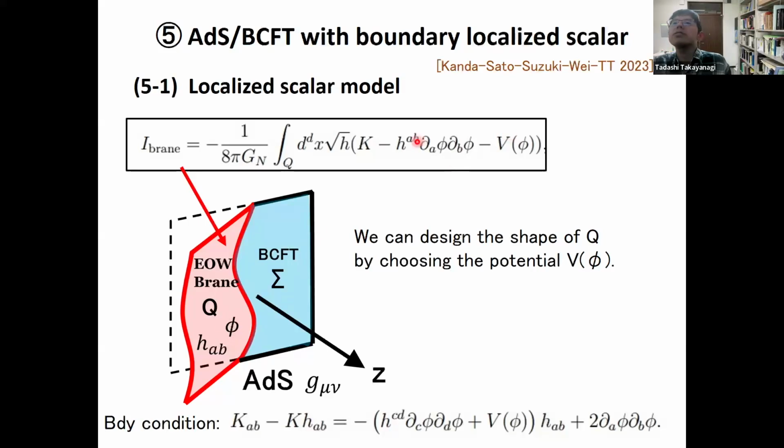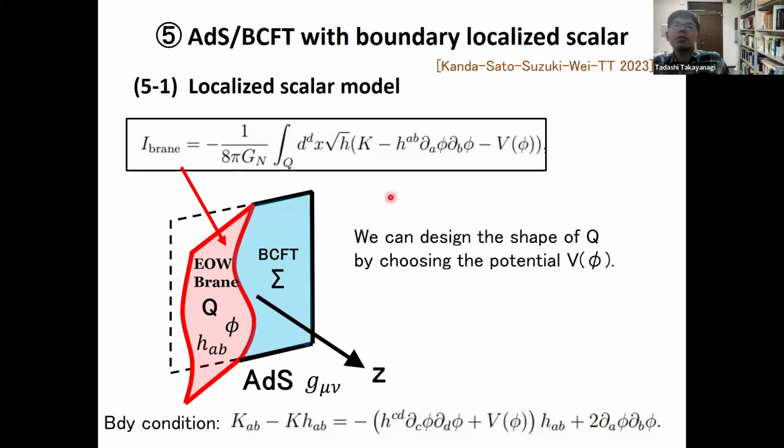And we just assume this very simple action. This is an action on the end-of-the-world brane Q, given the Hawking term and the kinetic term of the scalar and the scalar potential. This is our model. This simple model actually gives many interesting new results.